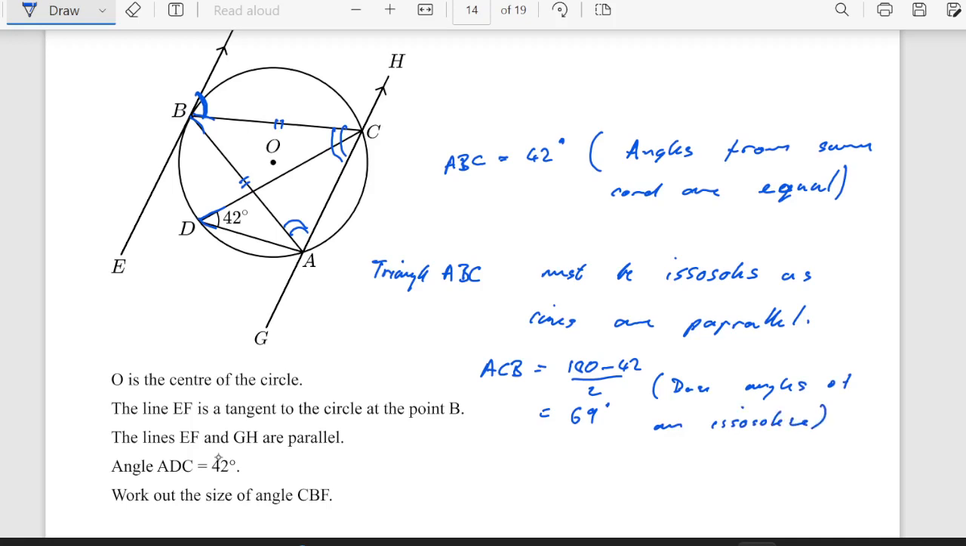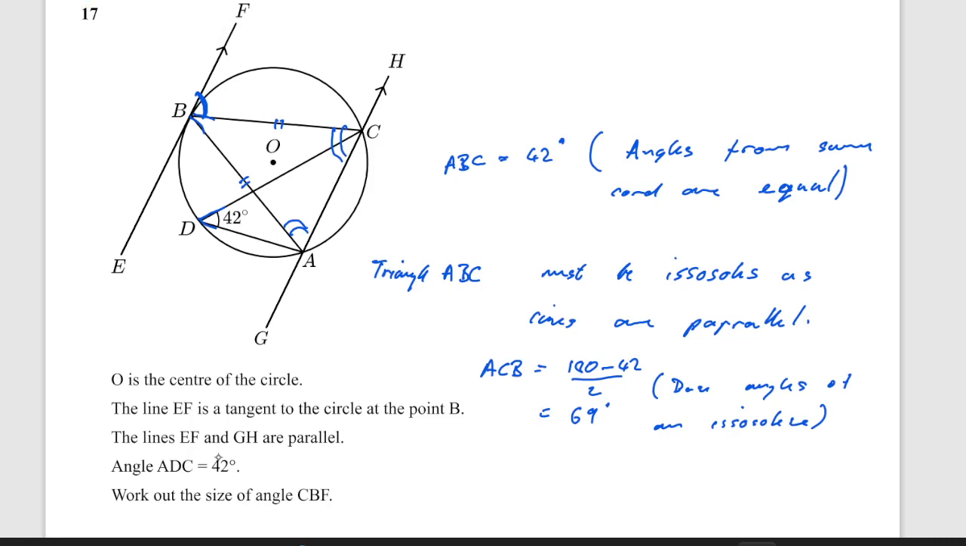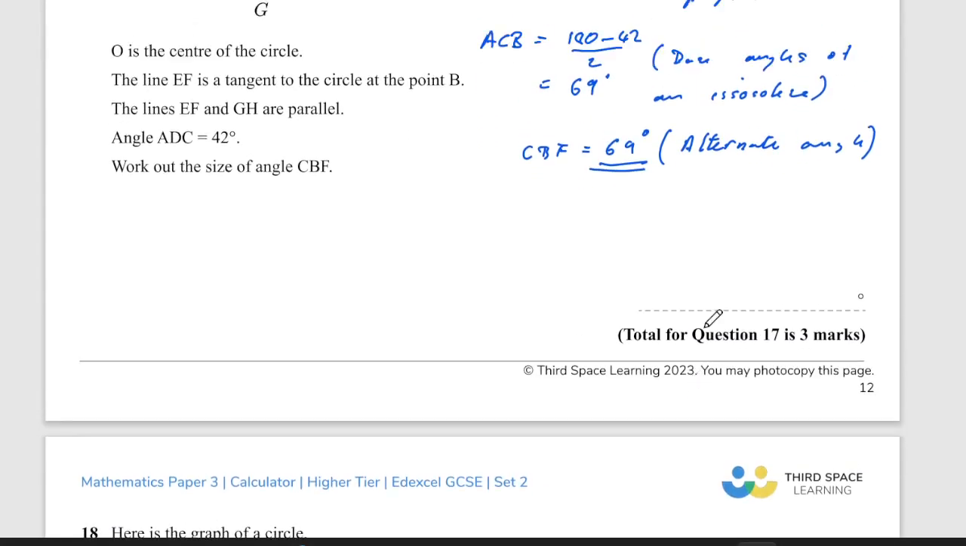And then I can say that the angle that I'm after, which is CBF, must also be equal to 69, as it's an alternate angle. Okay, so there we go, 69 degrees. Have we got an answer line? Yeah, 69.